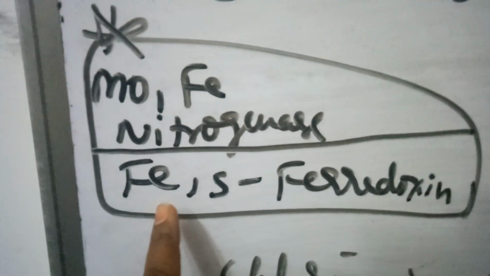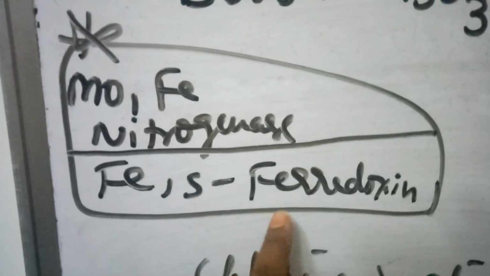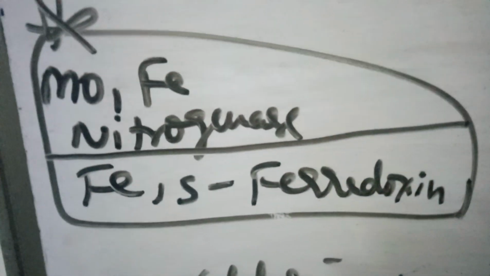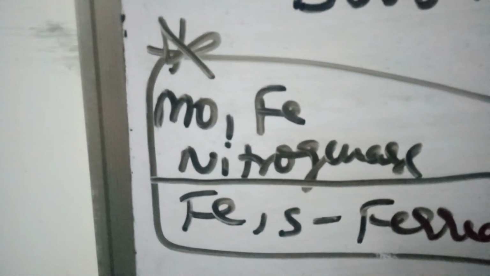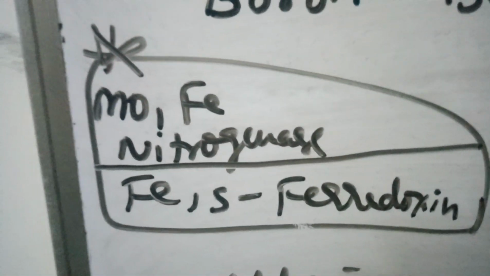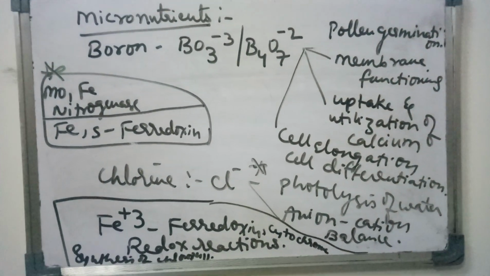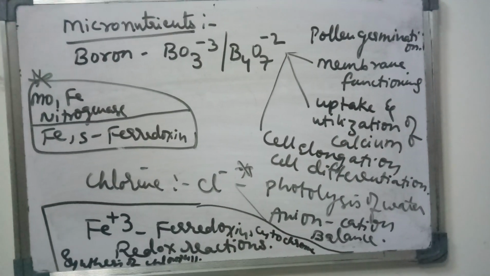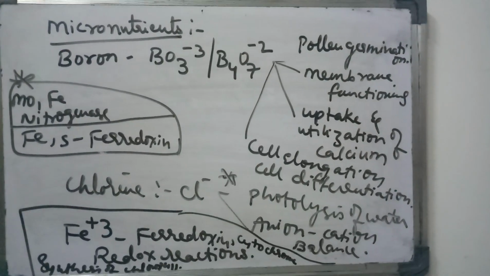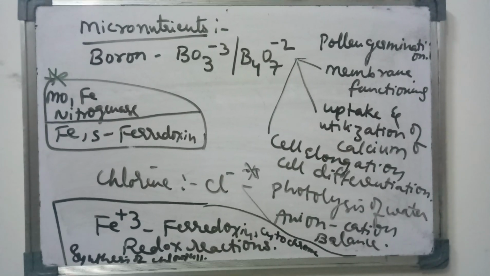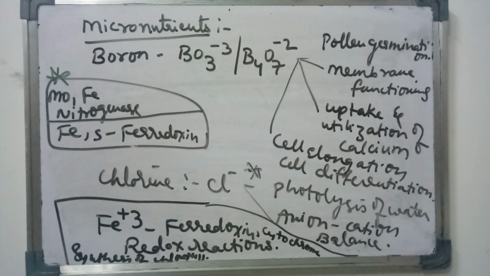Ferredoxin: already we told about sulfur as a macronutrient, a constituent of ferredoxin. Now iron. Iron and sulfur are present in ferredoxin. Molybdenum and iron are present in nitrogenase. You have to remember these things. Among micronutrients, boron is completed, chlorine is completed, iron is also completed. Three micronutrients we have completed. Coming to the remaining micronutrients.